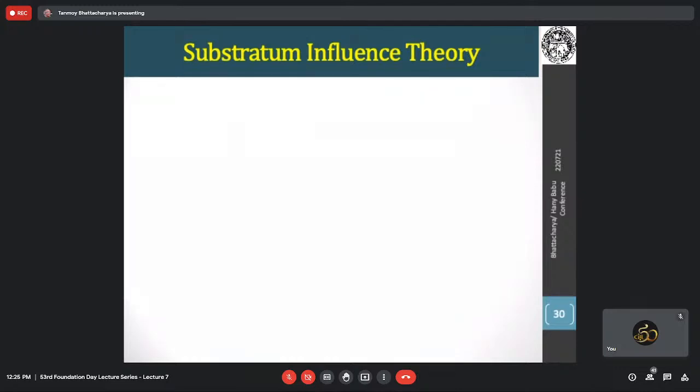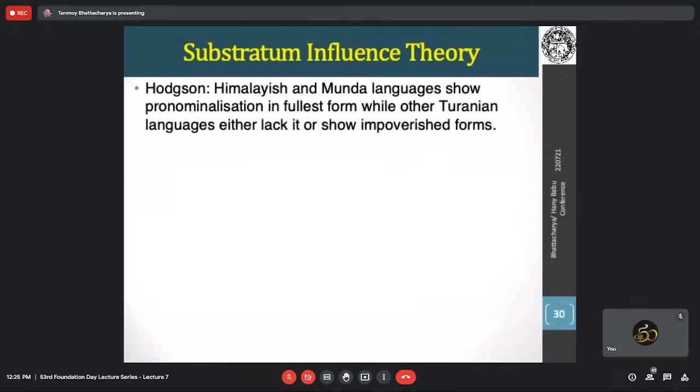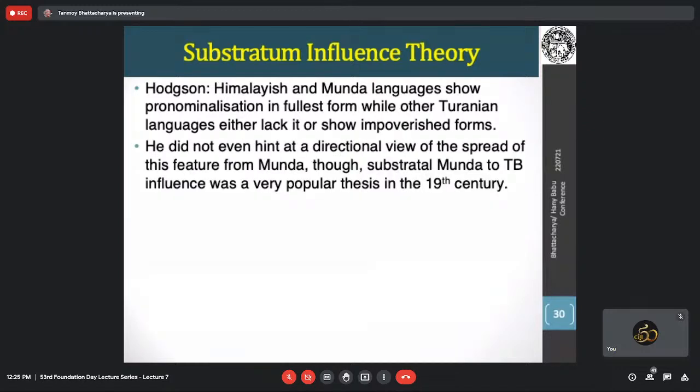We shifted into this from the text of, let's say, British, Irish, Scottish linguists, and even in America, how they were looking at it. And one theory, of course, was the substratum influence theory, which Chatterjee was referring to, that Himalayish or Munda languages show pronominalization in fullest form, while other Turanian languages either lack it or show impoverished forms. I won't go into Turanian, because I've looked at it in detail in other talks and some of you were present in that talk, but it is a waste paper basket category, to give you a very short summary.